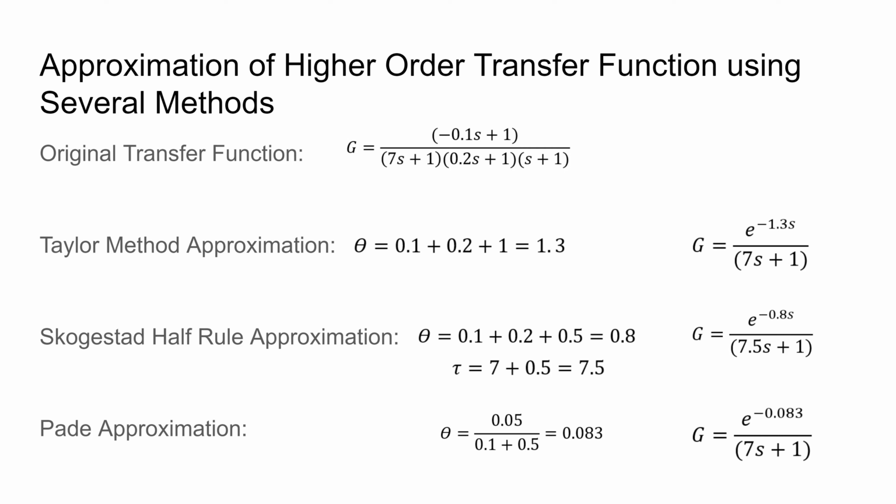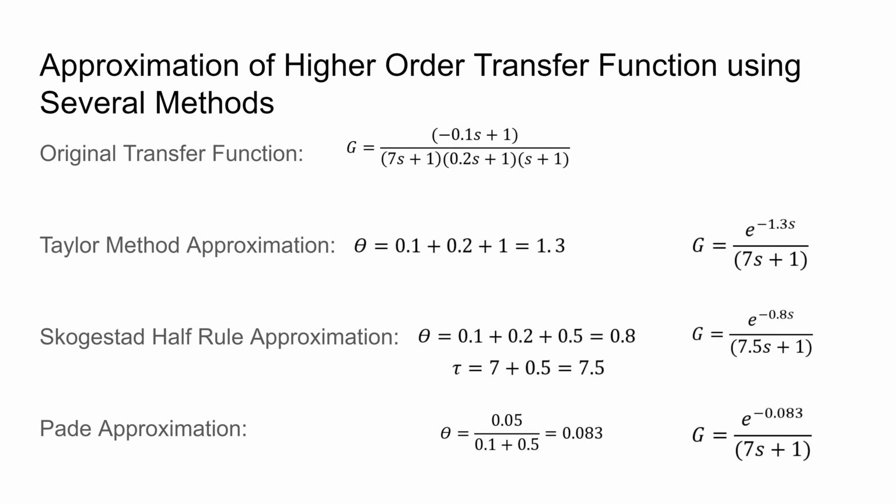But as soon as you start getting more transfer functions in your process, or if you don't have access to those softwares as easily, you need to simplify it down a little bit. And so the easiest approximation to make for this function is just using the Taylor method, where you take the smallest time constants and add them together.